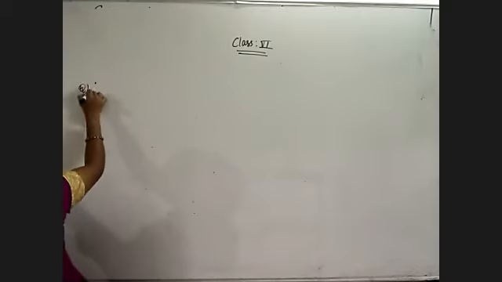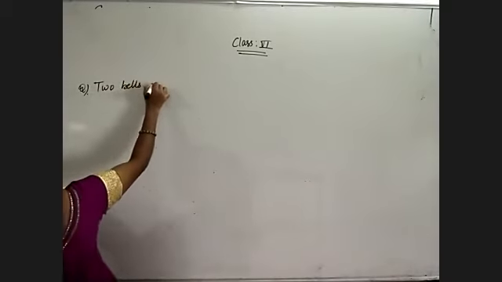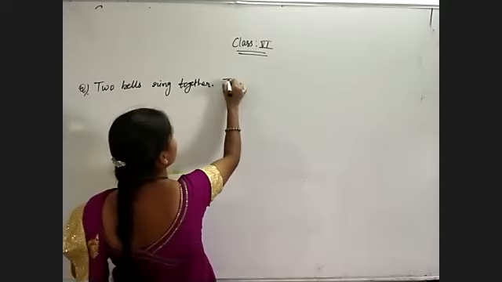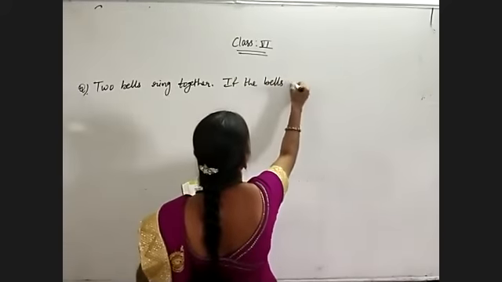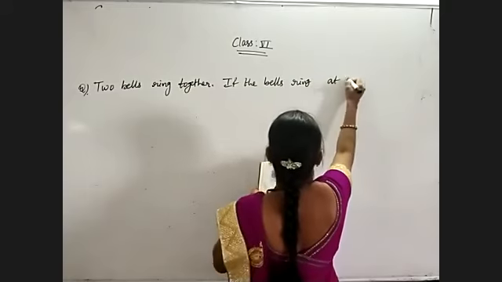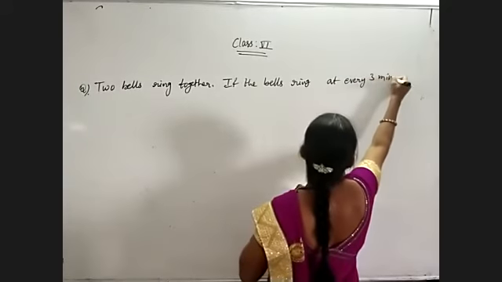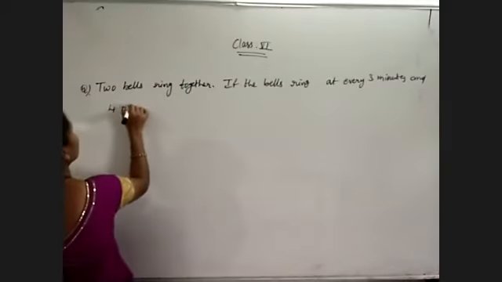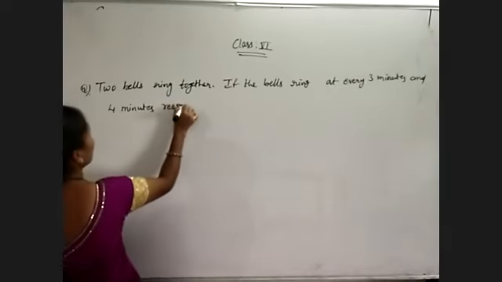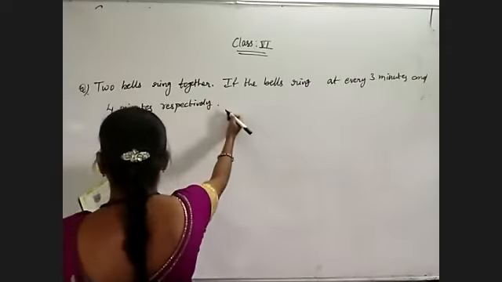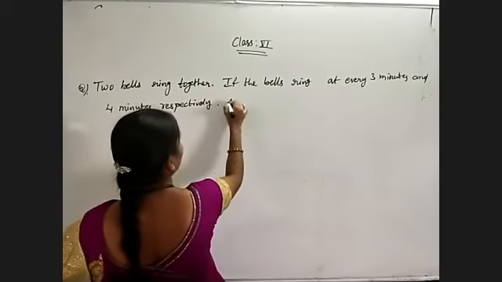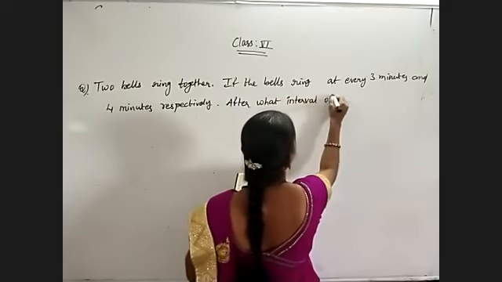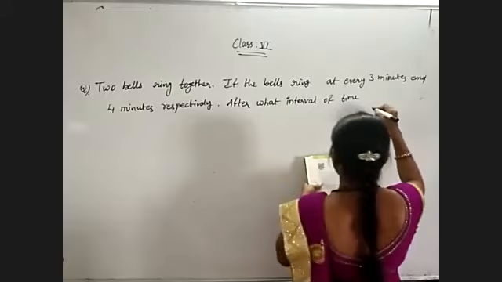Two bells ring together. If the bells ring at every 3 minutes and 4 minutes respectively, after what interval of time will they ring together again?